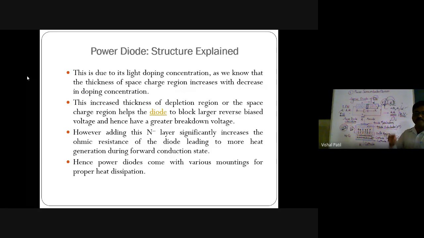If we are placing a power diode on the circuit board, and if the voltage and current ratings are high, in that case we must employ a heat sink along with the power diode. Without a heat sink, your circuit will get damaged because of heat dissipation. So the power diode comes with a proper heat dissipation arrangement along with it.